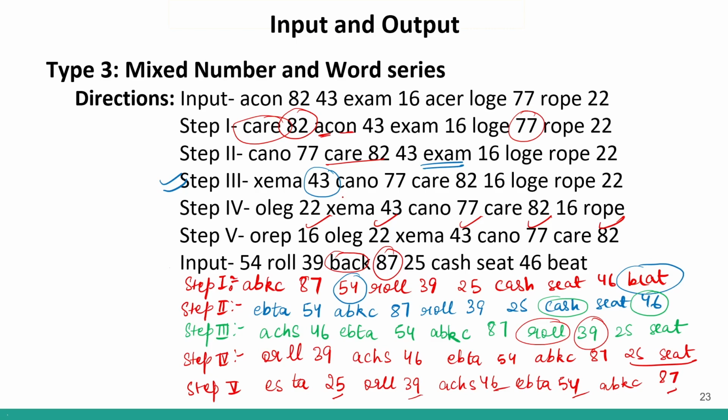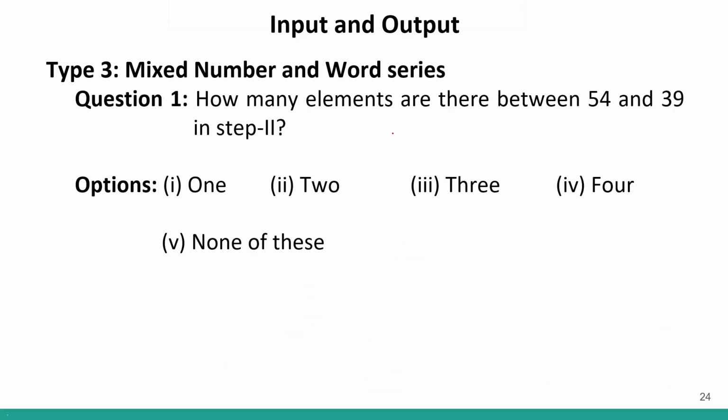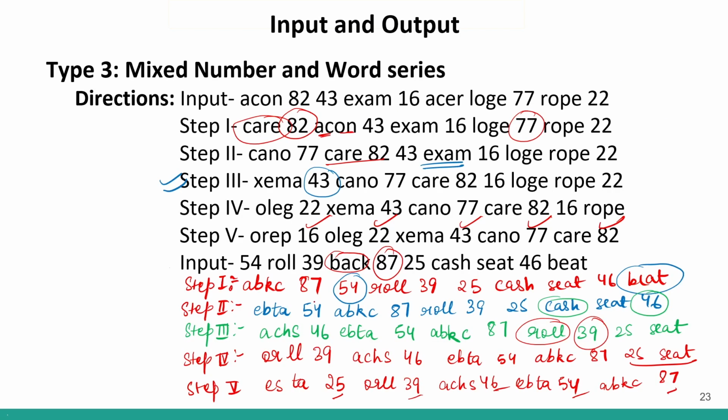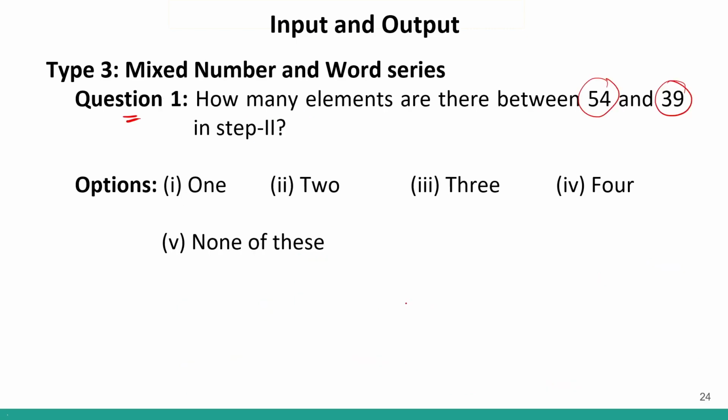So now let us move on to the questions. This question will also have certain questions. Question number 1 says, how many elements are there between 54 and 39 in step 2? So step 2, 54 and 39. How many elements are there? 1, 2, 3. So there are 3 elements between 54 and 39 in step 2. So the answer will be option number 3, 3. Correct?